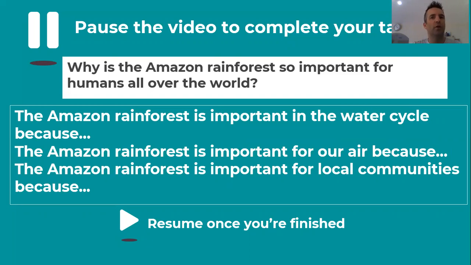Secondly, the Amazon rainforest is important for our air because the trees trap the carbon and release the oxygen, which keeps our air clean and healthy for us to breathe. And thirdly, the Amazon rainforest is important for local communities because they rely on the forest to build their houses and to keep them safe and to grow their food. And we looked at the Awa tribe last lesson to find out more in detail about that.